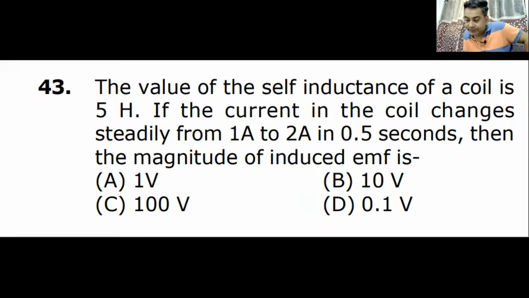Question number 43 from your sheet. The value of self-inductance of a coil is 5 Henry. The current in the coil changes from 1 ampere to 2 ampere in 0.5 seconds. What is the magnitude of the induced EMF? I hope you can do this. I'll give you a minute to do it.